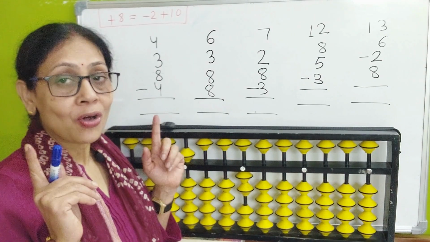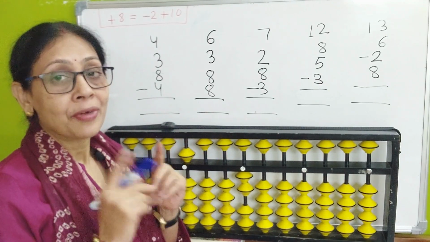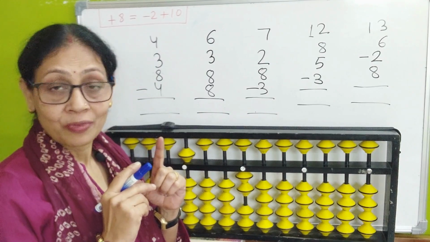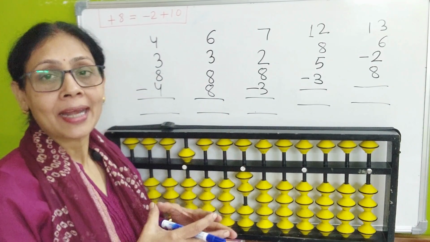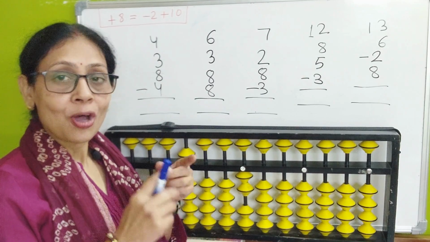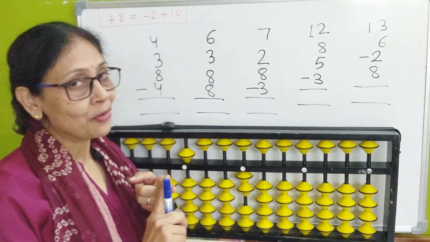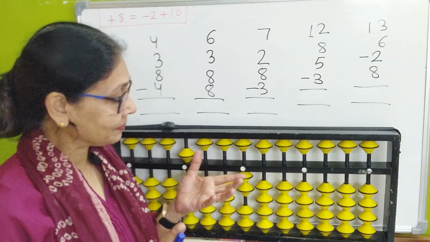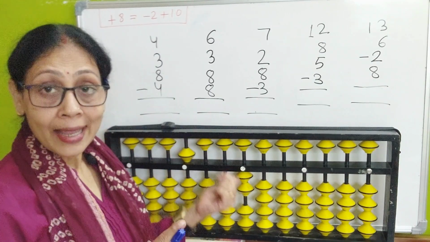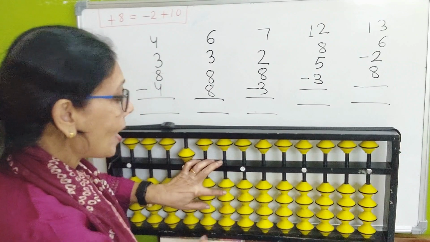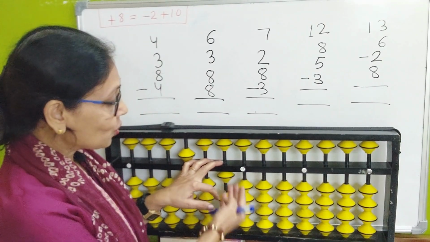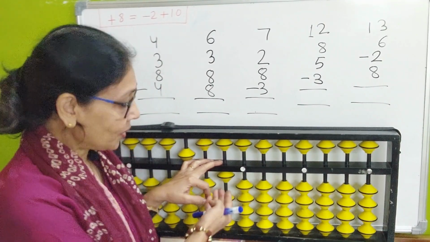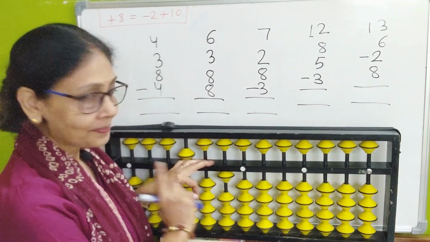So always recall the friend of 8. Friend of 8 is 2. Why? Because 2 and 8 combine to make 10. So always friend of 8 is 2 and friend of 2 is 8, vice versa. So if you have to add 8, let's 2 add 10. There was 2, I added 8, so it becomes now 10.